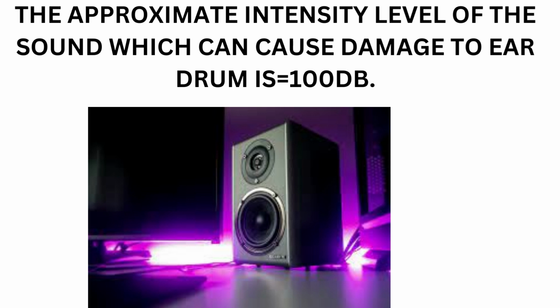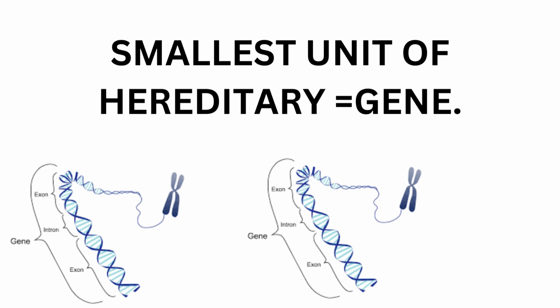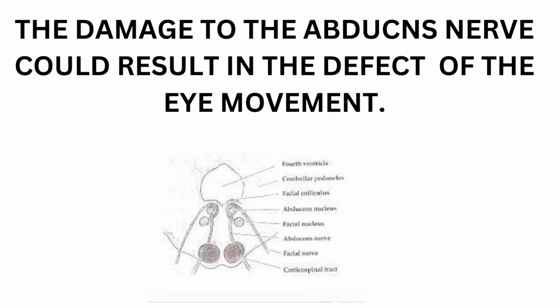So 100 decibel sound intensity can damage the tympanic membrane. And the smallest unit of heredity is the gene. And gene is basically the structural and functional unit of heredity, and it transfers genetic characteristics from parents to offspring. And damage to the abducens nerve could result in a defect of eye movement.